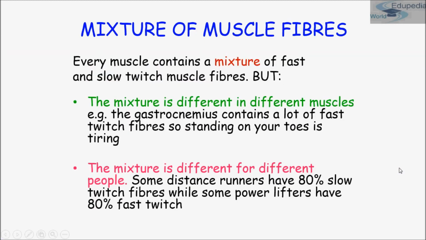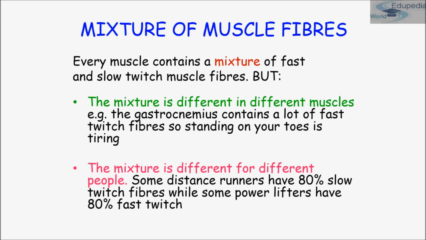Okay, now mixture of the muscle fibers. Every muscle contains a mixture of fast and slow twitch muscle fibers, but the mixture is different in different muscles. For example, the gastrocnemius contains a lot of fast twitch muscle fibers. So standing on the toes is very tiring. That is the reason. Okay, your fast twitch muscle fibers are there in the toes, and they tire you, and because of that you feel so fatigued, so lethargic.